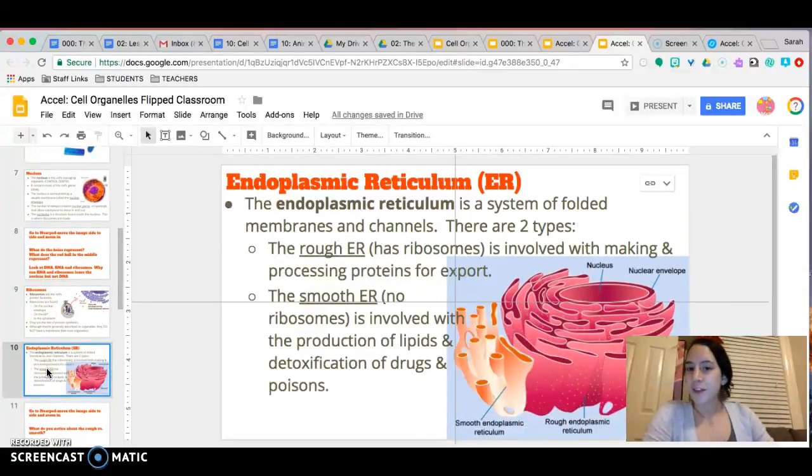Endoplasmic reticulum. It's real fun to say. We pretty much just say ER. Now, there are two different types of endoplasmic reticulum, and they are both extremely important.